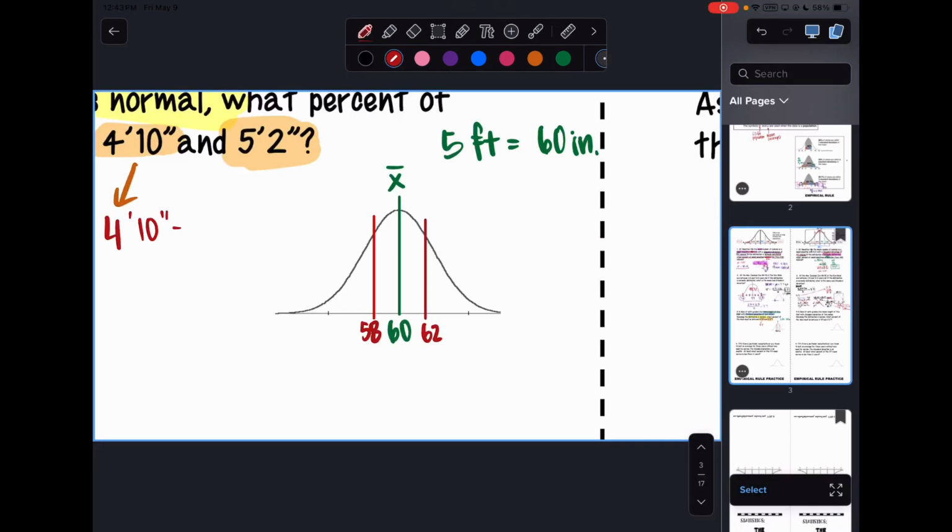4 feet 10 inches is equal to 58 inches. And 5'2" is same as 62 inches. Okay? So these are one standard deviation away. This is plus 1s, minus 1s.